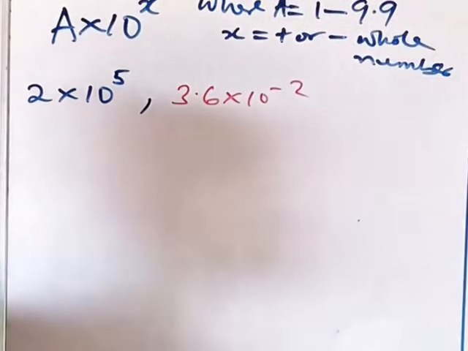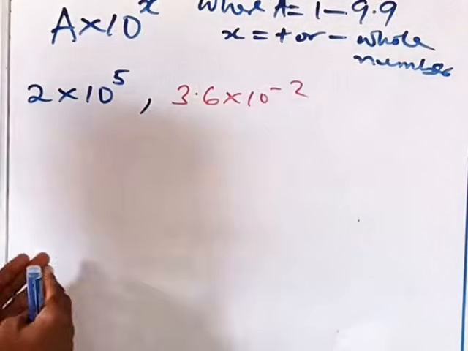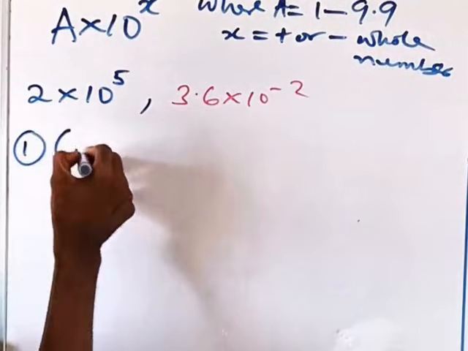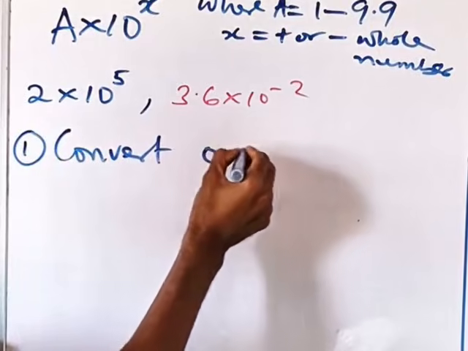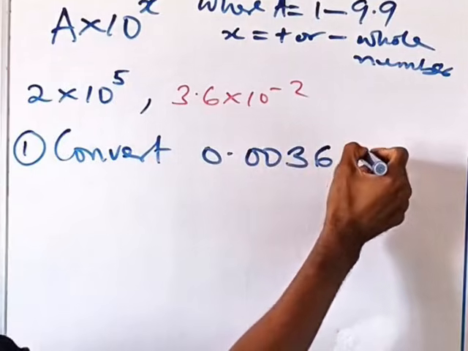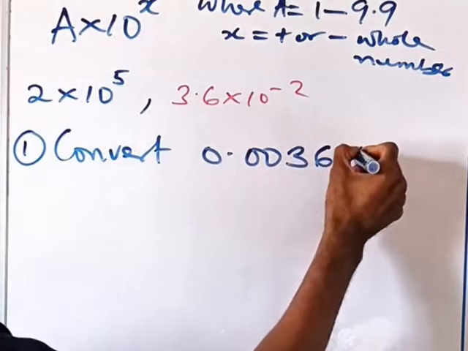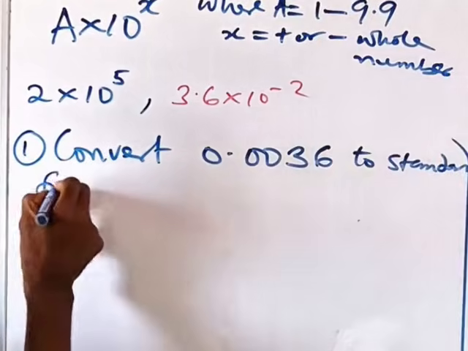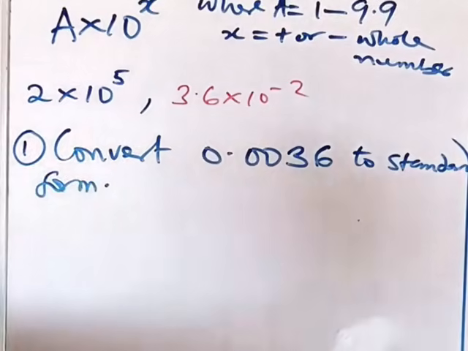So let's see, how do we convert from decimals to standard form? So if I have, for example, convert 0.0036 to standard form. So how do we answer the question? There are 4 basic rules I'm going to quickly show you that you're going to use to answer questions or convert to standard form.